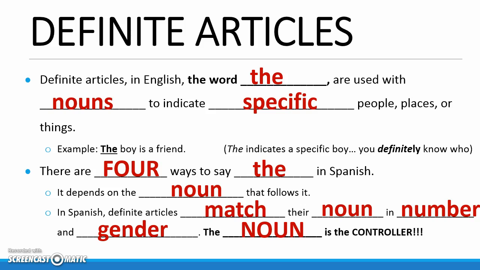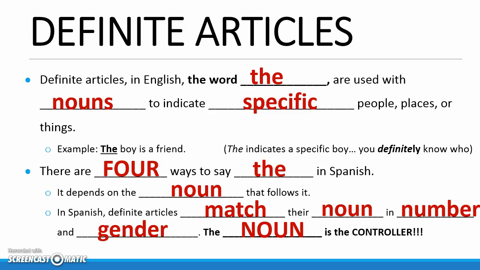Ahora vamos a hablar de los artículos definidos. So in English we call these definite articles. That's a very fancy way to say the word the, which of course is a very important word to know. Se usan con los sustantivos y, en otras palabras, personas, lugares o cosas. So whenever we're talking about nouns, we use definite articles in Spanish.